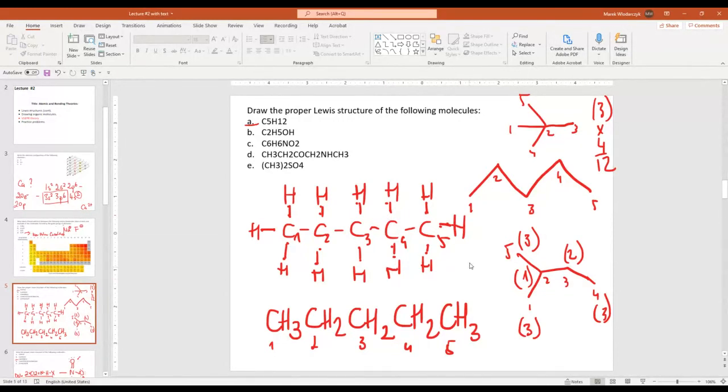Of course, you can draw the Lewis structure not only for neutral molecules but also for ions, so cations, anions, and more complex molecules. And we're going to have some examples of those in just a moment. Also, we talked about the general formula or molecular formula.